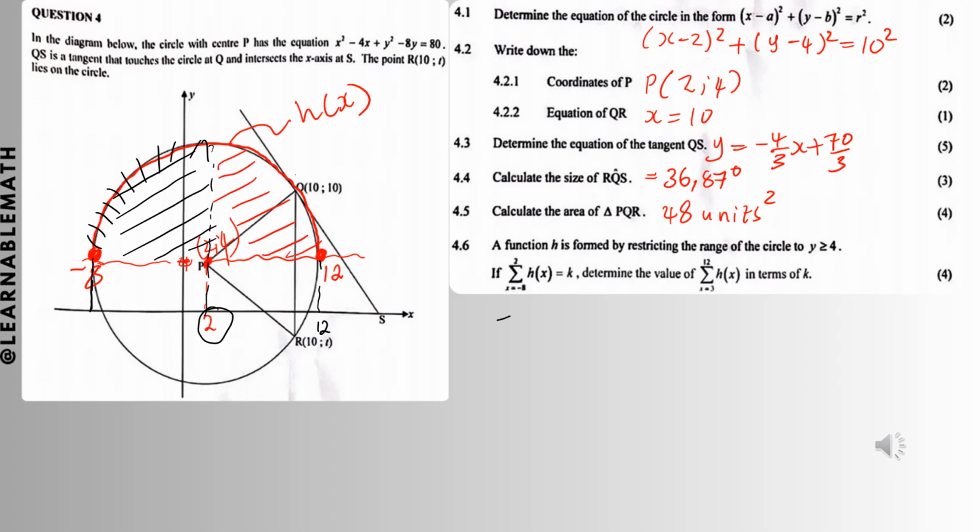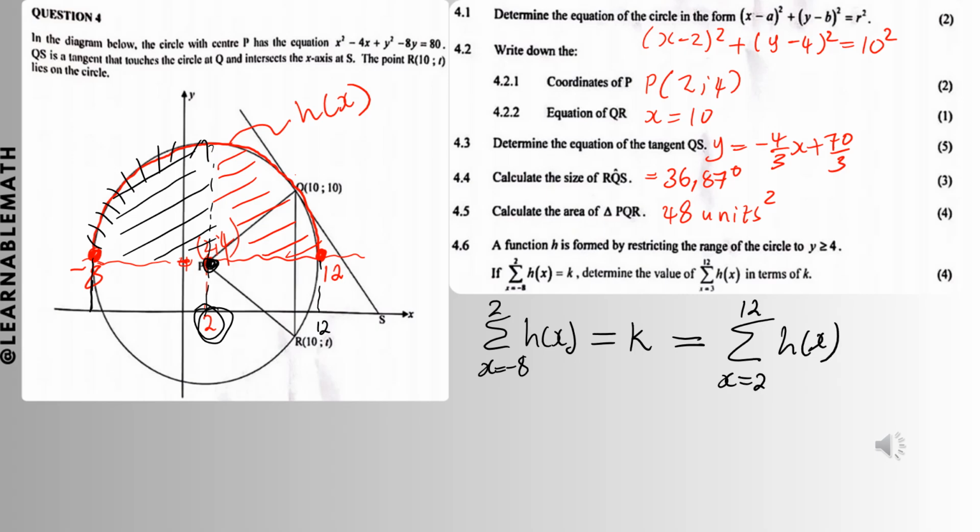So what we can deduce is the sum of h of x for x starting from minus 8 to 2, which is equal to k, will be the same as what? As the sum from 2, because that is like a half of that semicircle. It's the same as from 2, starting there at the center 2, till we reach x equals 12, of h of x. Can you see? So they are the same because from minus 8 to 2 is that half of that semicircle, and from 2 to 12 it's that other half.